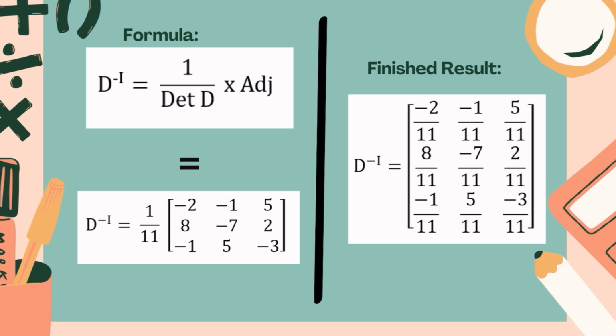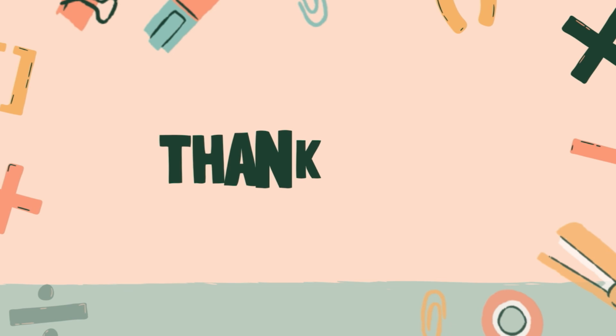So, for example, you can see here that there is negative 2. So here you have to multiply the negative 2 by 1 and then divide it by 11, which will give you negative 2 per 11. You have to continue these steps for every number in the matrix, and that is going to be your finished result. This is all for my explanation.